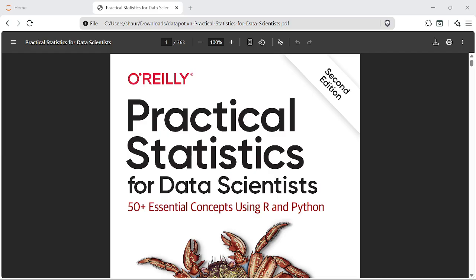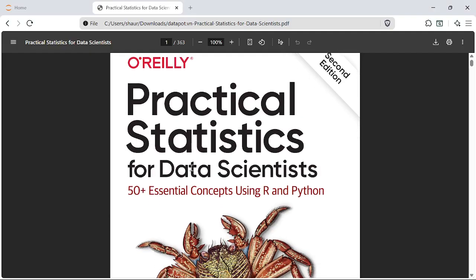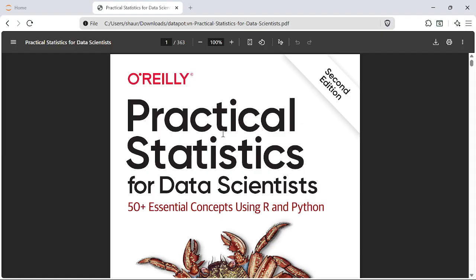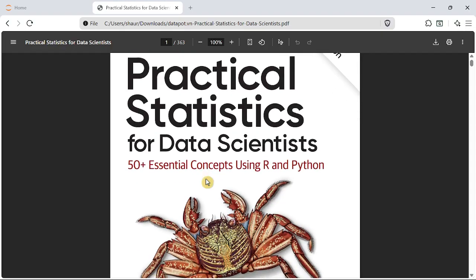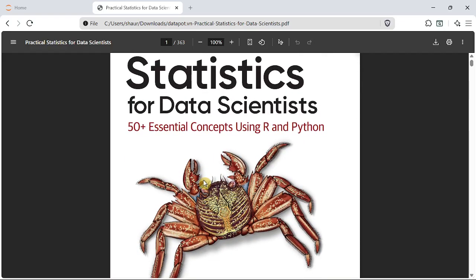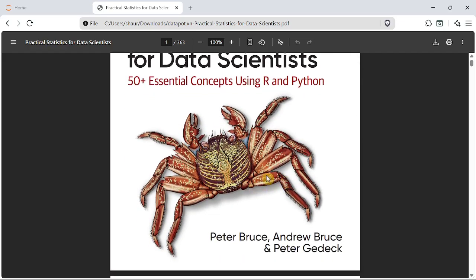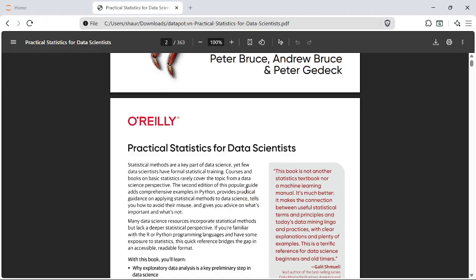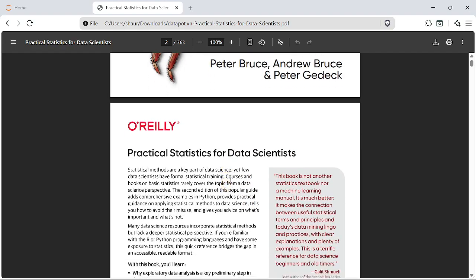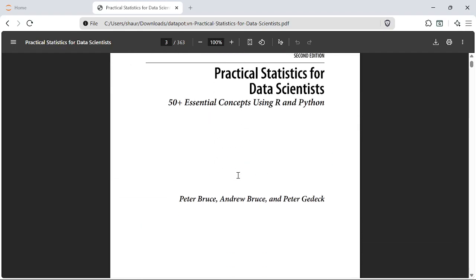So, myself Shaurya Modi, and today we are going to study Practical Statistics for Data Scientists. You might be aware of this book, Practical Statistics for Data Scientists, published by O'Reilly. It looks something like this. You can easily get the book PDF on the internet.